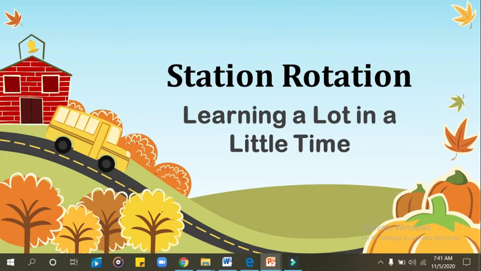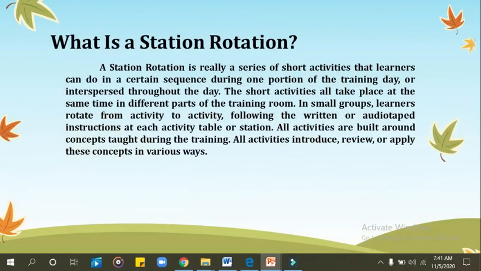Station rotation, learning a lot in a little time. So what is a station rotation? A station rotation is a series of short activities that learners can do in a certain sequence during one portion of the training day or interspersed throughout the day. The short activities will all take place at the same time in different parts of the training room.